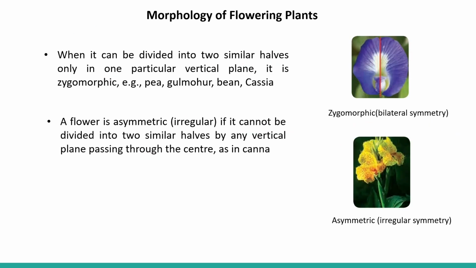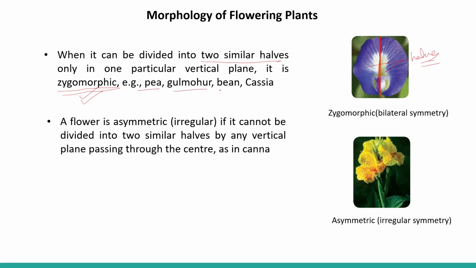Okay, moving forward. When it can be divided into two similar halves only, so I have only one plane that divides the flower into two equal halves, and I am having only one line or one plane, it is called zygomorphic. In the last slide, actinomorphic, we have a number of planes that divide the flower into two equal halves. But here only one plane divides the flower into two halves. Okay, so that is the zygomorphic condition.